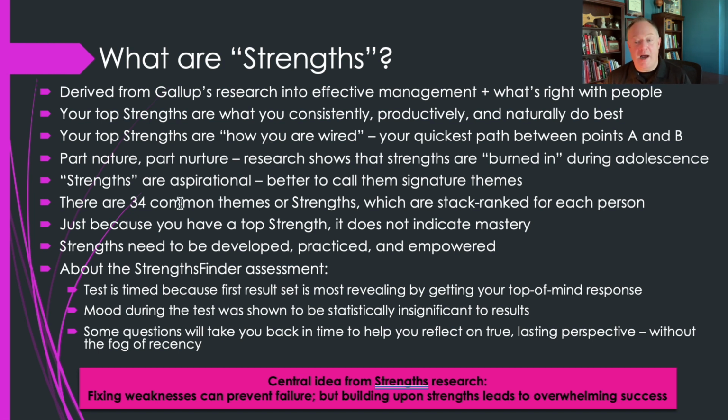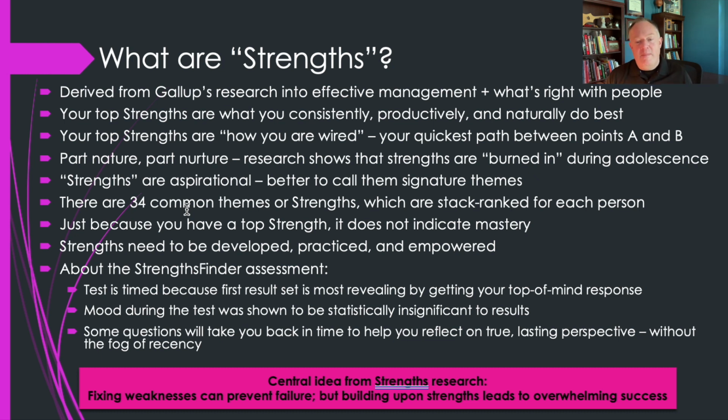There are 34 common themes or strengths which are stack ranked for each person. So we've been talking about, what are your top strengths? You can actually see all 34 in a ranked order of how much of a strength those things are for you. And interestingly, I use the word common here, 34 common strengths. If you read the larger books from Gallup, you'll read that there were actually hundreds of themes detected, but they distilled everything down into these 34 most common themes that they see. So it's really interesting and fascinating. If you're interested in this topic, you could really read a lot about it.